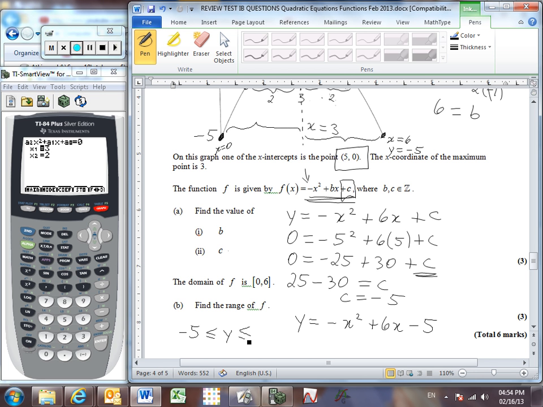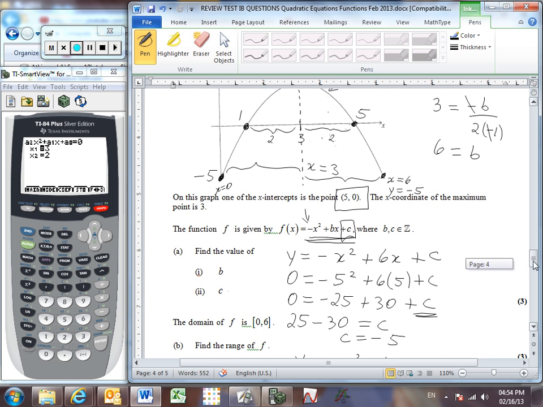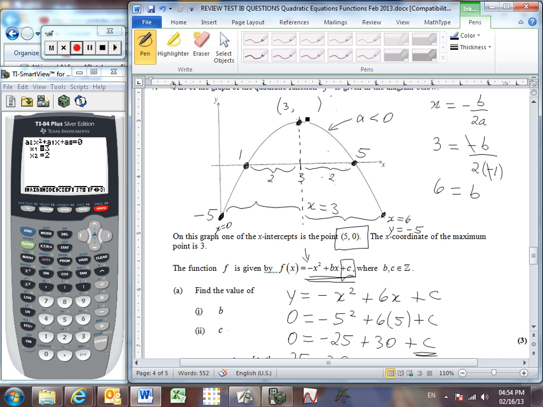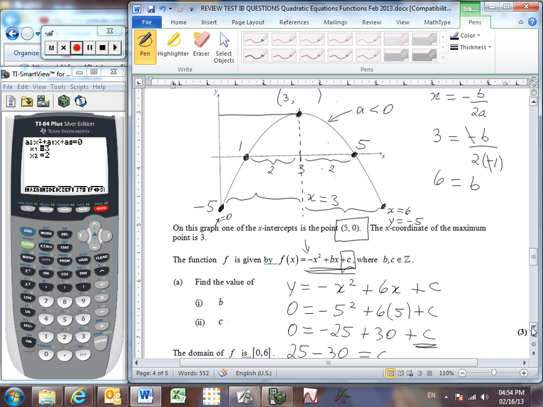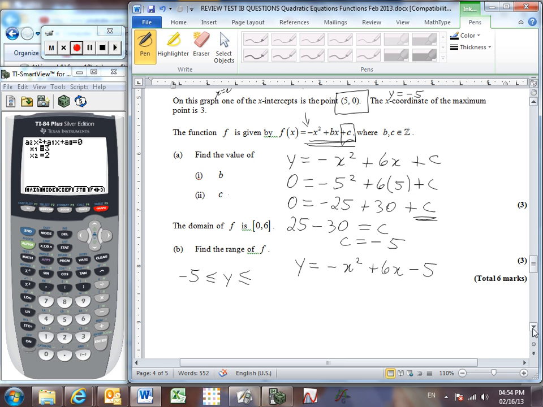But then y has also got a maximum value. How high up does y go? So why don't we find this y coordinate, and that will show us the highest value of the function. So I'll substitute my x value of 3 into our function, find out what the corresponding value of y is. So I've got negative 3 squared plus 6 times 3 minus 5, that equals negative 9 plus 18 minus 5. Negative 9 plus 18 is 9, minus 5 equals 4. And so there is the maximum value.